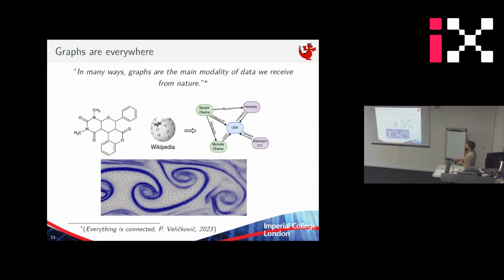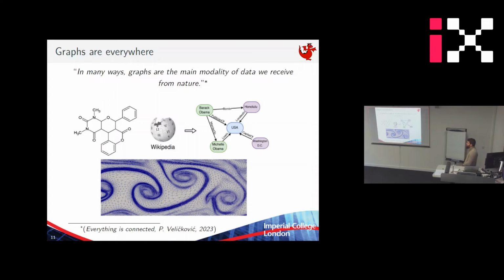Why graphs? Graphs are everywhere. I found this quote very nice. It's a quote from a recent paper from Petar Veličković, which I strongly recommend reading. It's called Everything is Connected. It's a very nice insight into graph neural networks. In his paper, he said, in many ways, graphs are the main modality of data we receive from nature. And that's very intuitive, right?